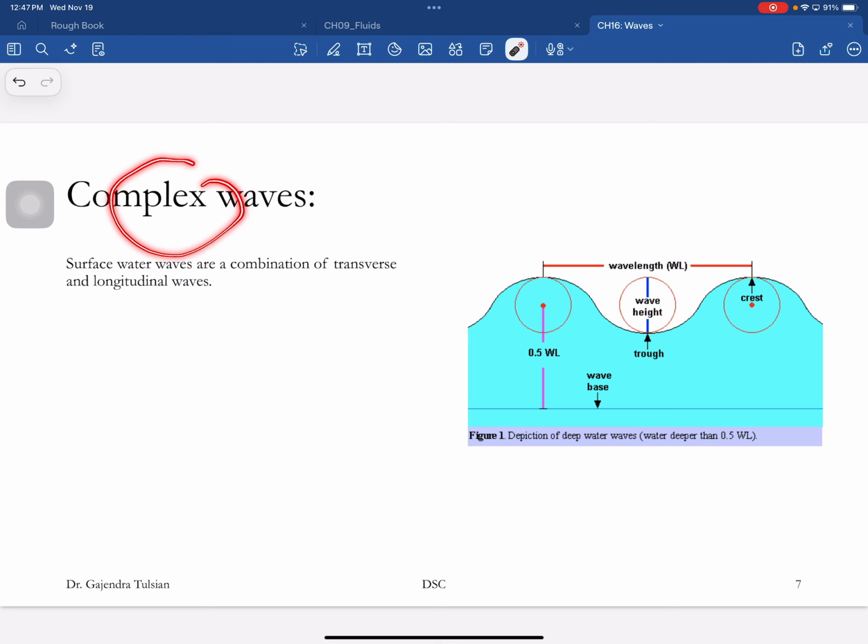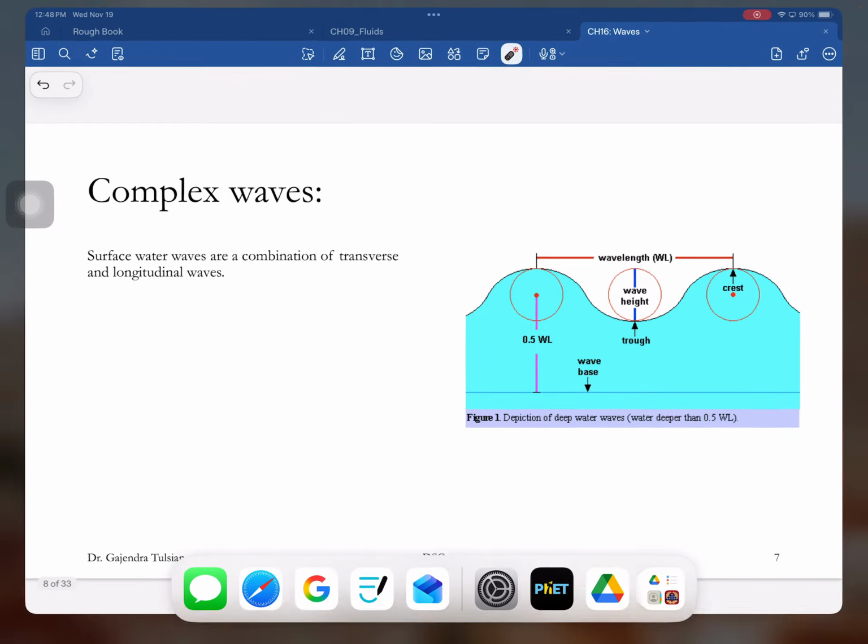There are other kinds of waves, complex waves. Water waves, for instance: if you go to the beach and you see a wave coming at you, those water molecules on the surface are going in a circle. So they are a combination of a transverse wave and a longitudinal wave. All right, so let me show you some.